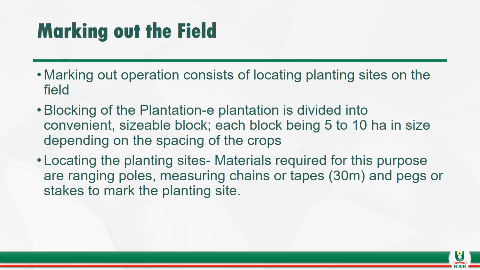Then let's look at marking out the field. Marking out operations consist of locating planting sites on the field. That's the location where you're going to put your material, the tree crops. Blocking of the plantation. That is, the plantation is divided into convenient sizable blocks, each block being 5 to 10 hectares in size, depending on the spacing of the crop.